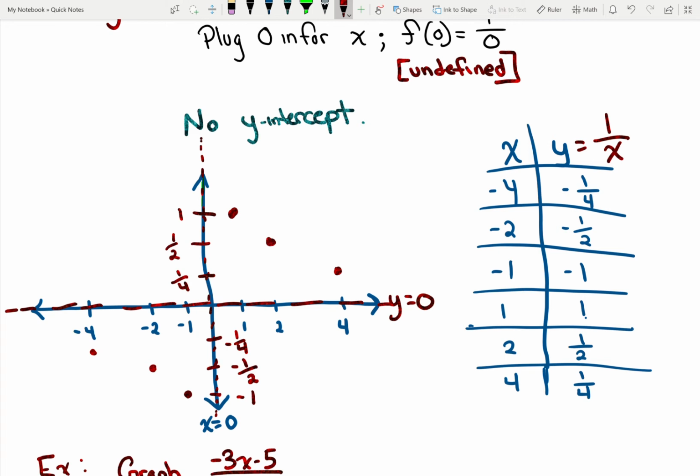Now here's the thing. When I connect these dots, I have to make sure I abide by the rules of the asymptotes. Meaning, if I were to just connect my dots like this in a straight line, I'd cross the vertical asymptote and I'd cross the horizontal asymptote. And that's a no-no, right?